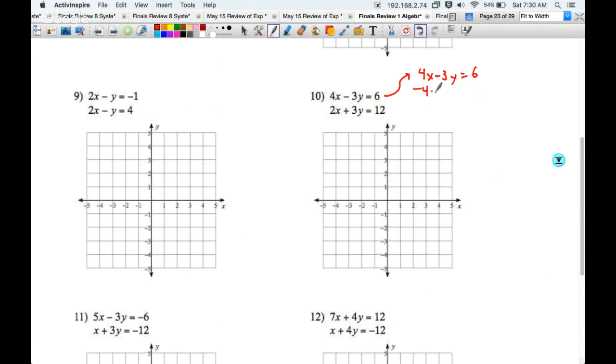Same steps to convert this into slope-intercept form each time. We move the x value, negative 3y equals negative 4x plus 6. And then we move the coefficient for y by dividing it to every single term. Y equals 4 over 3x minus 2. We can graph that now, put point at negative 2. Go up 4, right 3, or down 4, left 3. That takes me off the graph. And we'll connect that up with the line.